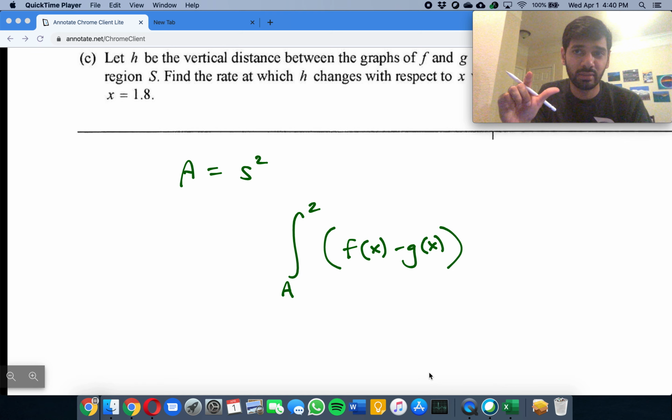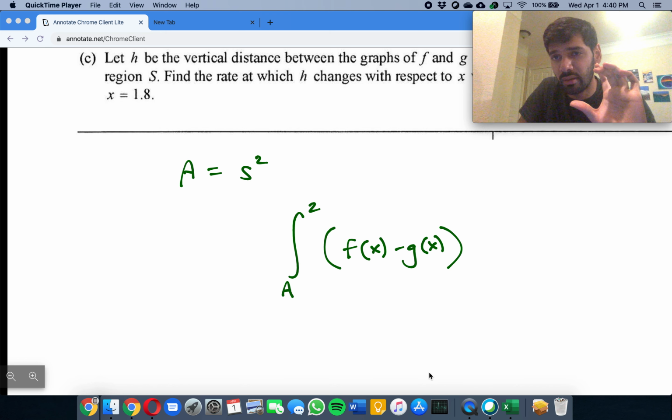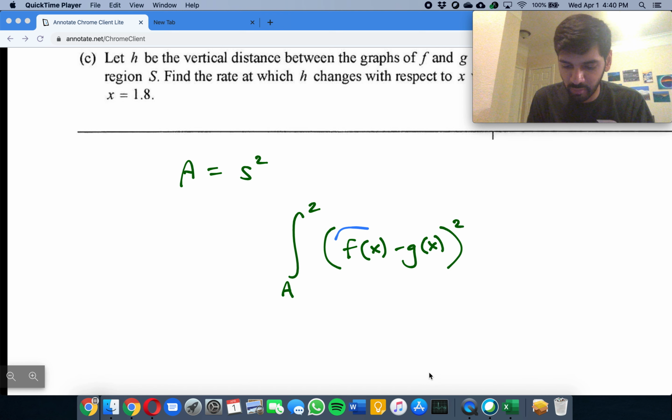Now that gets us the distance just from the top to the bottom, but since I'm finding the area of squares now and adding all of those individual squares up, I want to square that right there, because essentially f minus g is the length of a side. And if I want my cross sections to be squares, I do side squared. And so I'll tack on a dx right here, and you would integrate this.